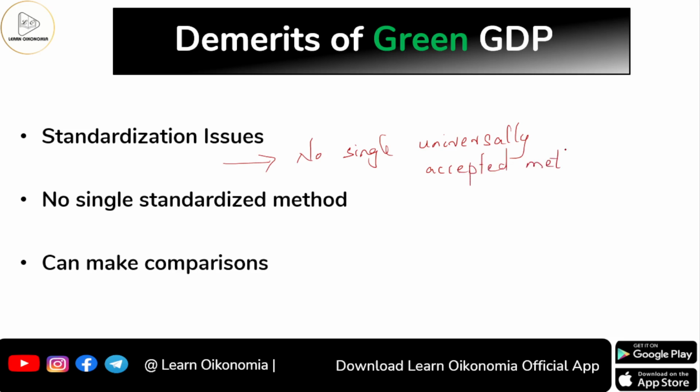Whenever a particular body comes with a particular method, somebody else will come with criticism. Whenever somebody else comes with a particular method of green GDP calculation, somebody else again will be coming with criticism. So that means every method has some limitations. For the same reason, there is no universally accepted method for calculating green GDP. No single standardized method is available. And for the same reason, how can you make comparison? Even comparison won't be possible.